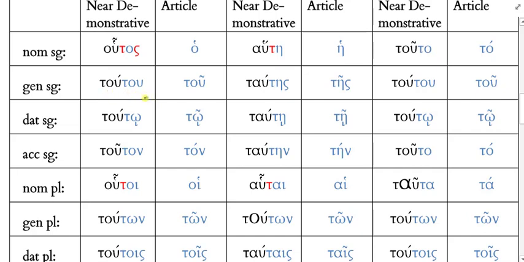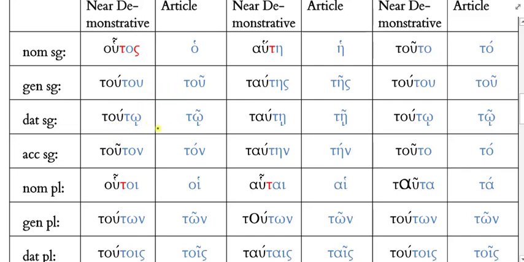Everybody, tou-tou is the genitive form of this, so of this masculine singular thing or person. Notice here that the second half of the demonstrative matches the article almost exactly, except for the accent mark. Over here, not as much. The omicron of the article is the same, but this has the sigma of the second declension case ending, and then the tau. So tou, toutou.